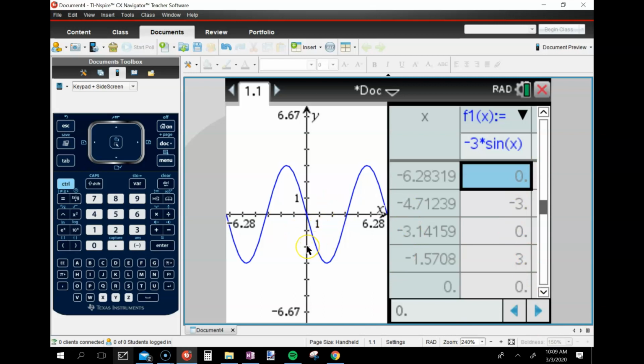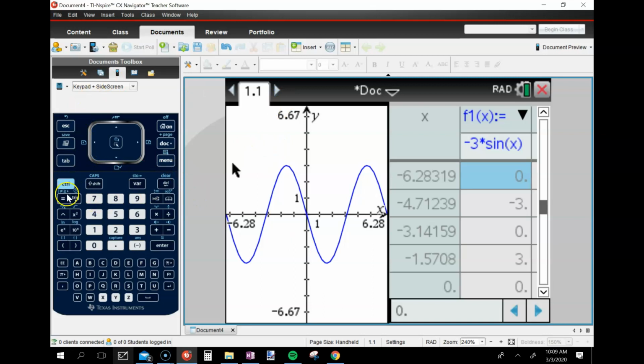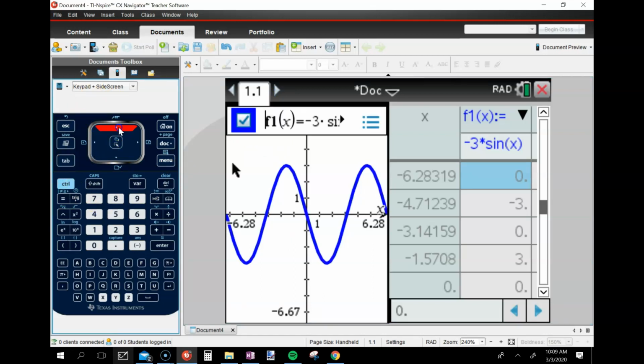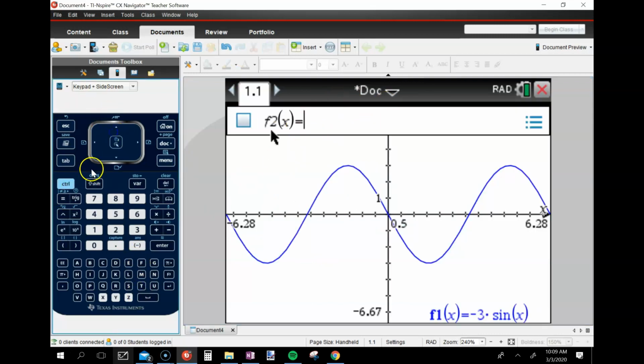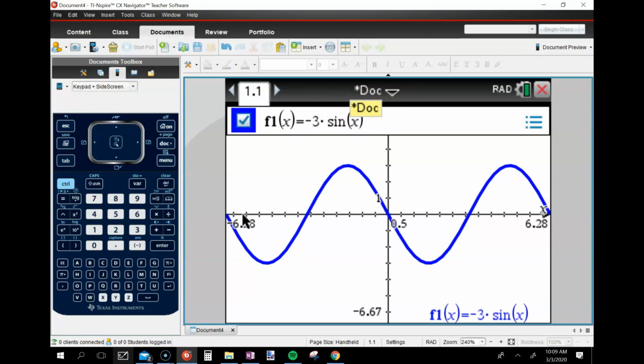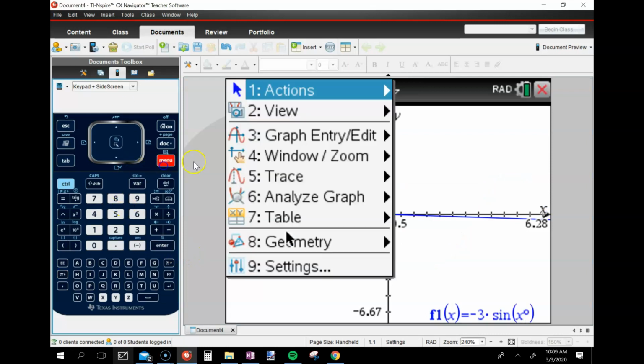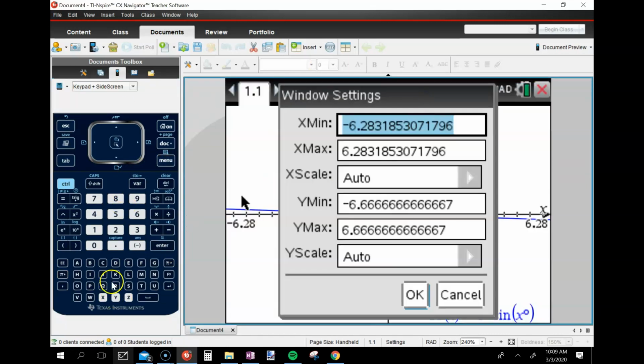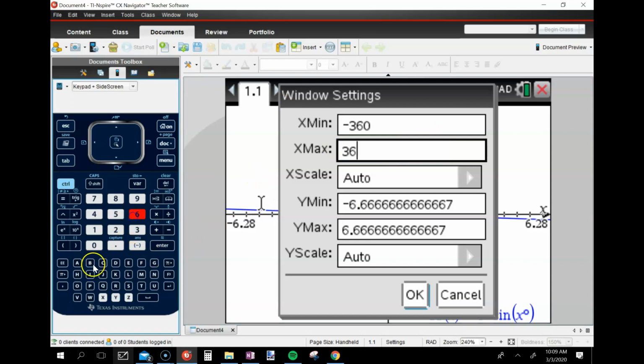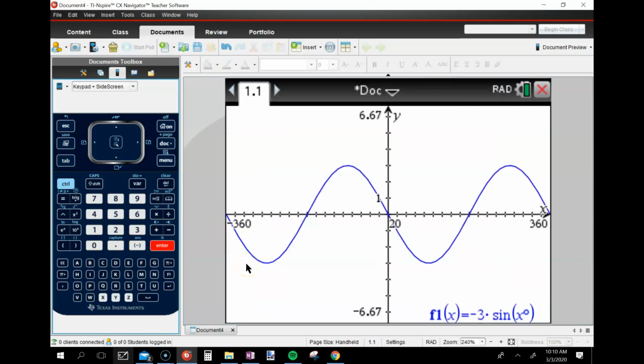Again, why did I have to jump by pi over 2? Because I was in radian mode. If I want to change the whole conversation because you don't like dealing with radians, then what are we going to do on this? We're going to add a degree symbol. And then I'm going to change my window to go from -360 to +360. And now I can see it in degrees.